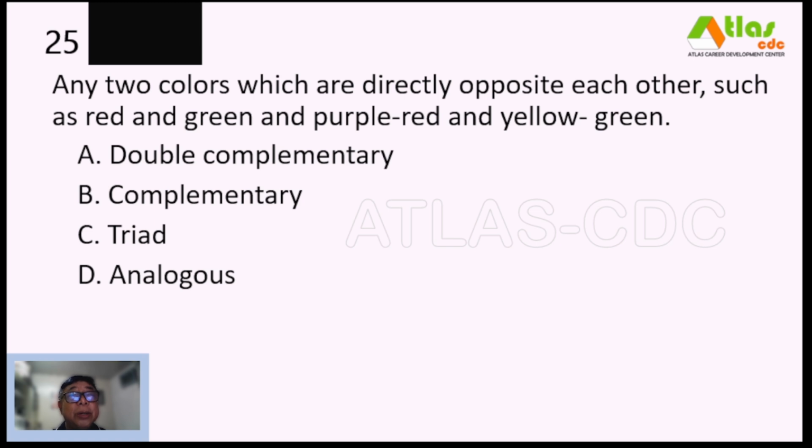Number 25. Any two colors which are directly opposite each other, such as red and green, and purple-red, and yellow-green. A. Double complementary, B. Complementary, C. Triad, and D. Analogous.